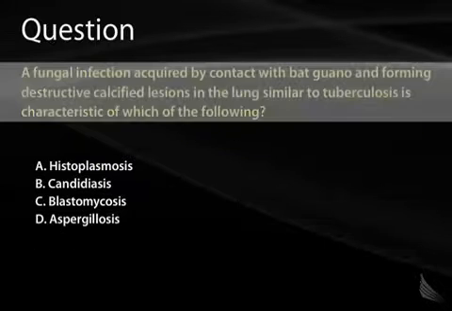Next question. A fungal infection acquired by contact with bat guano and forming destructive calcified lesions in the lung, similar to tuberculosis, is characteristic of which of the following?